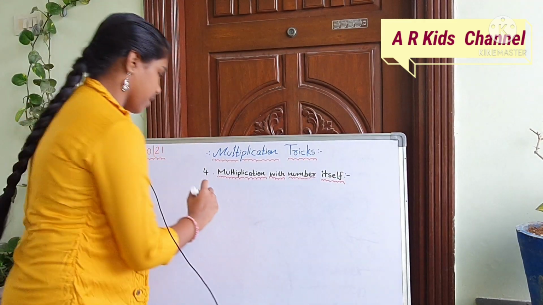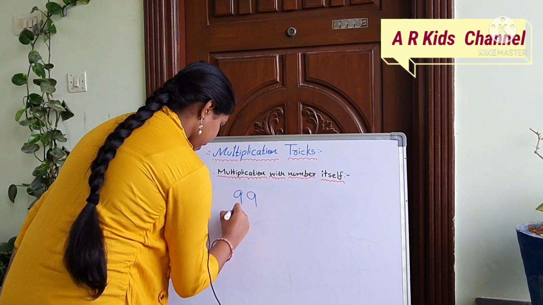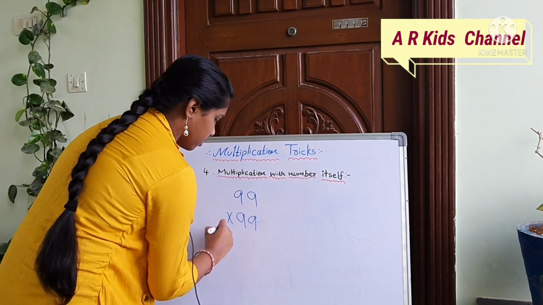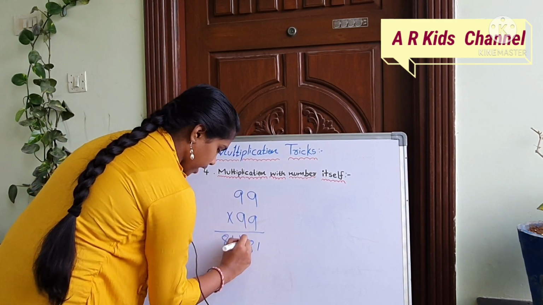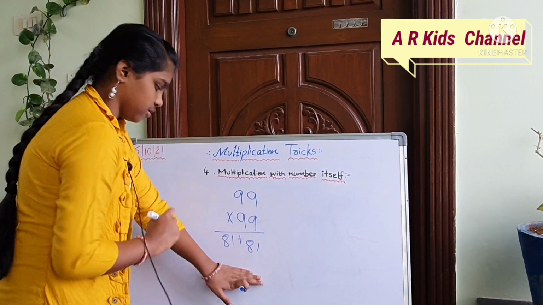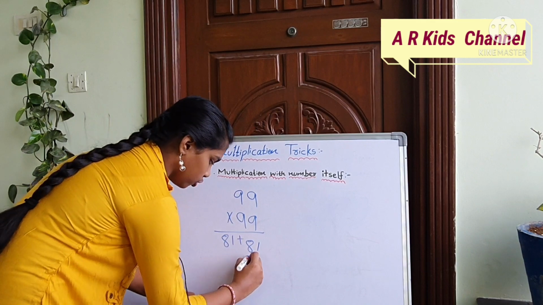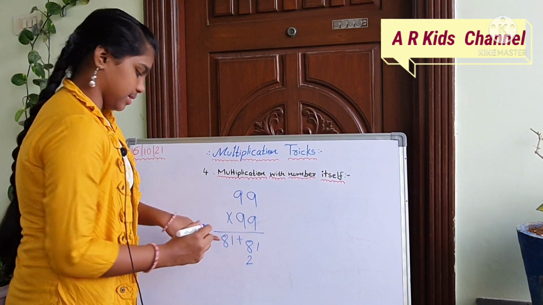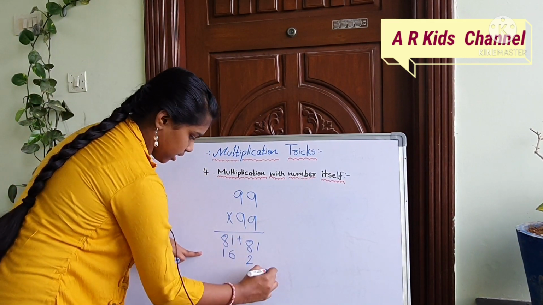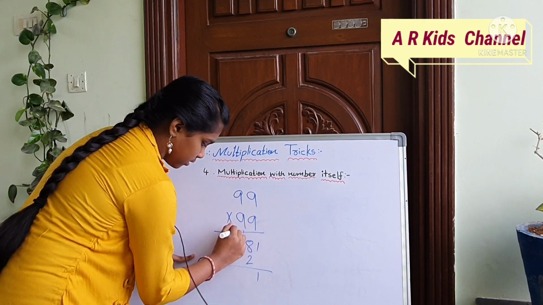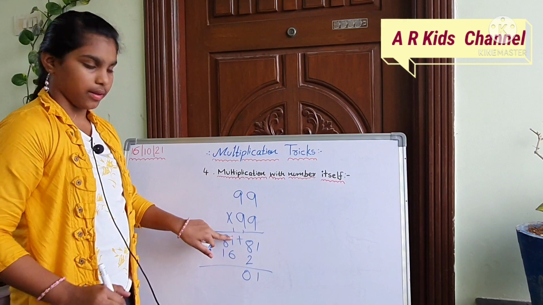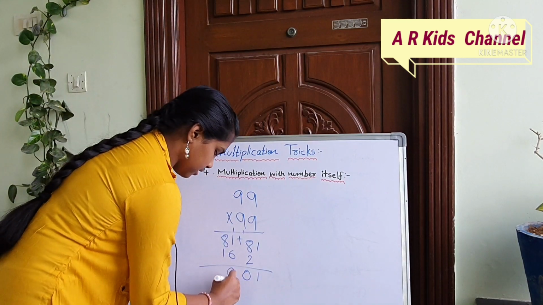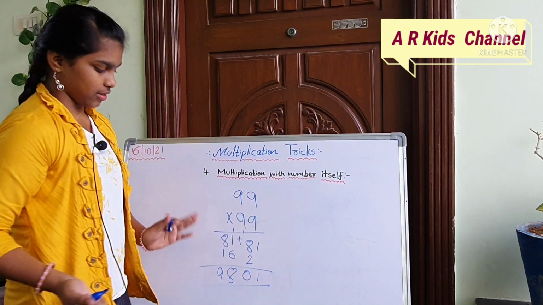Let us see another example, which is 99 into 99. 9 nines 81, 9 nines 81, and this sum is 162. Leave one's place and write 2. Under the place there is nothing, 6 here and 1 here. Now add this 1, 10, and you need to add this carry over to this 1. 6, 7, 8, 9, and our answer is 9801.